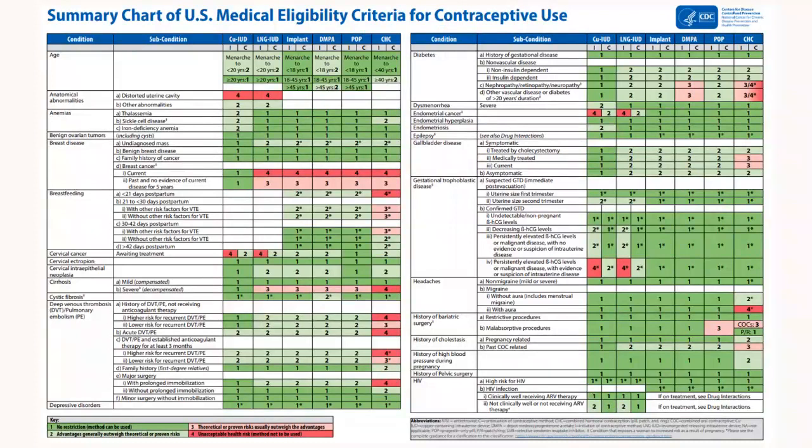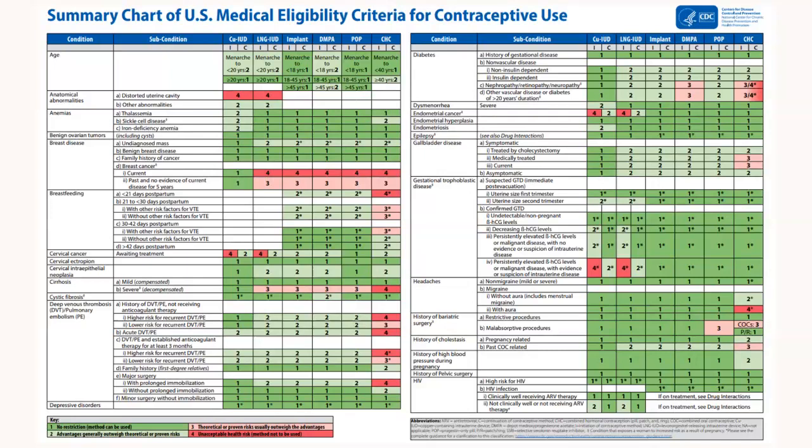On number 1, at the bottom left there, it tells you that there are no restrictions and that the method can be used. Number 2 shows that the advantages often outweigh the proven risk. Number 3 shows that there are theoretical or proven risks, and they often outweigh the advantages. And 4 is really an unacceptable health risk, and so the method should not be used.